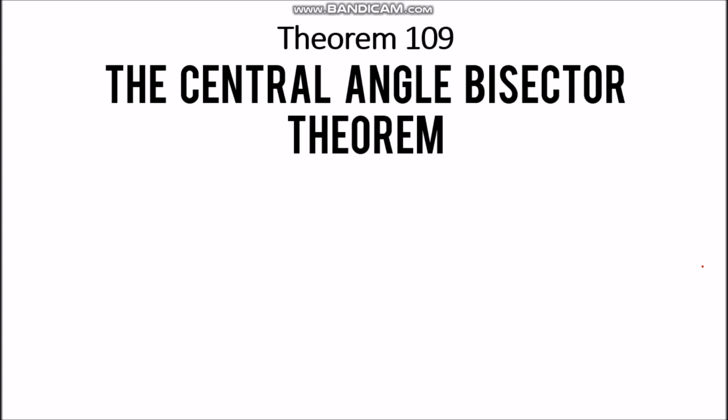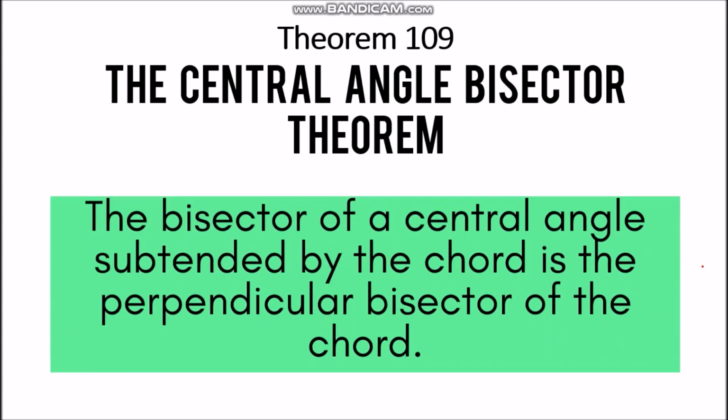Last, we have Theorem 109, or the central angle bisector theorem. This is just the converse, or the opposite, of the previous theorem. This states that the bisector of a central angle subtended by the chord is the perpendicular bisector of the given chord. So this time what we know is we have the central angle and it has a bisector. It follows that the bisector of the given angle will also be the perpendicular bisector of the given chord.